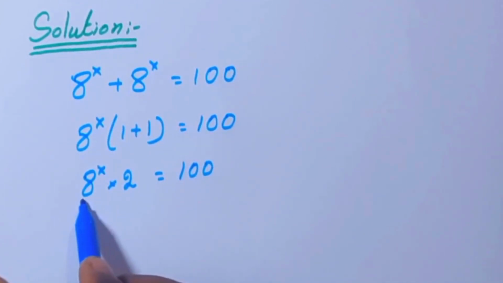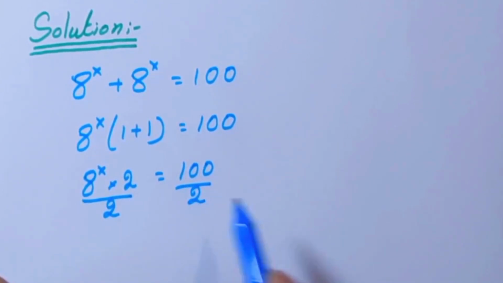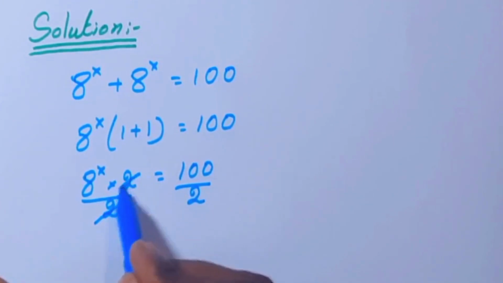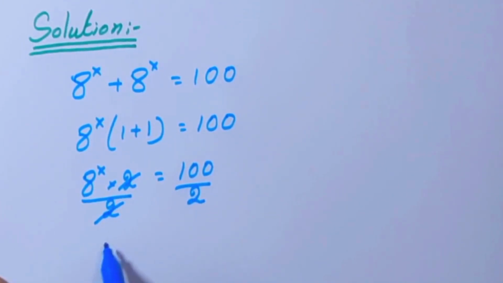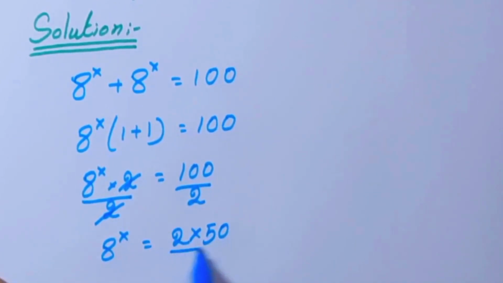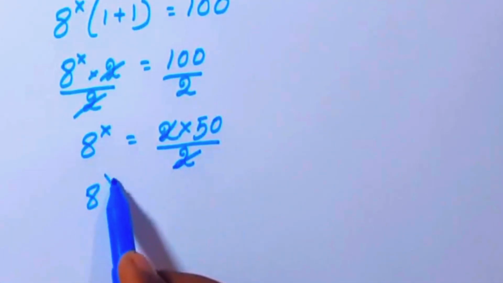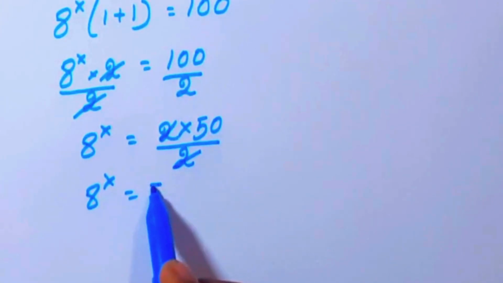Now divide by 2 on both sides. By 2, this 2 cancels this. So we have 8 power x equal to 2 times 50. This 100 can be written as 2 times 50, divided by 2. This 2 cancels this. So we have 8 power x equal to 50.